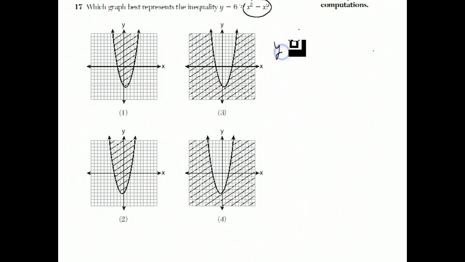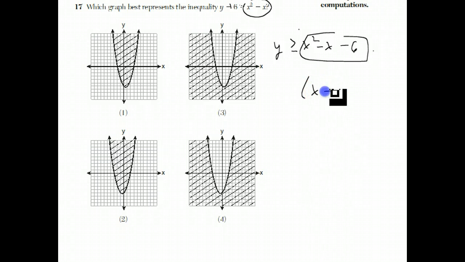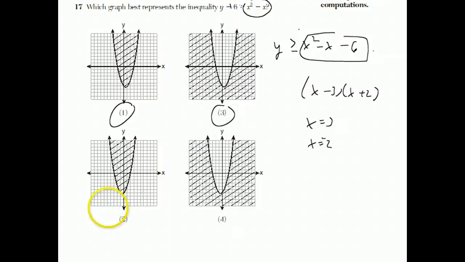If you subtract 6 from both sides, we get y greater than or equal to x squared minus x minus 6. So we graph this parabola. X squared minus x minus 6 can be factored to x minus 3, x plus 2, so x equals 3 and x equals negative 2 are the two x-intercepts. And that is why choices 1 and 3 are the only ones left. These are out because those are the wrong parabola.